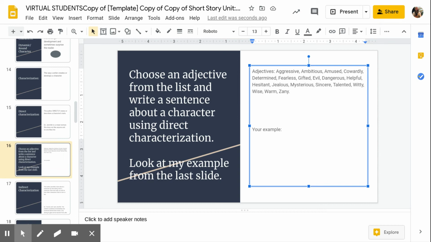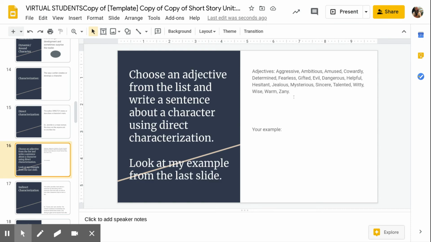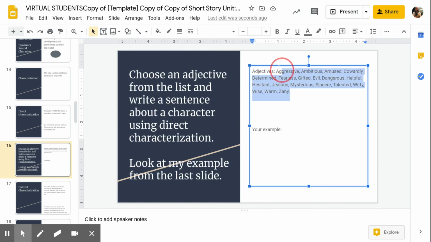Okay, choose an adjective from the list and write a sentence about a character using direct characterization. So look at my example from the last slide: Jennifer is a mean woman. She does not like anyone and no one likes her. So what you all are going to do is pick one of these adjectives up here and use that to describe a character. It can be someone you know or just some character you made up off the top of your head.